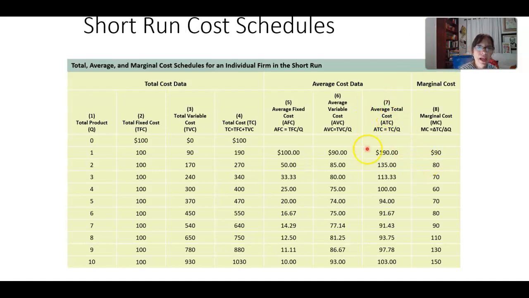Okay, so finally we have average total cost. So how do we calculate this? Total cost, which is column number 4, divided by output, which is column number 1. So that's one way to do it. Can you think of another way to calculate it?